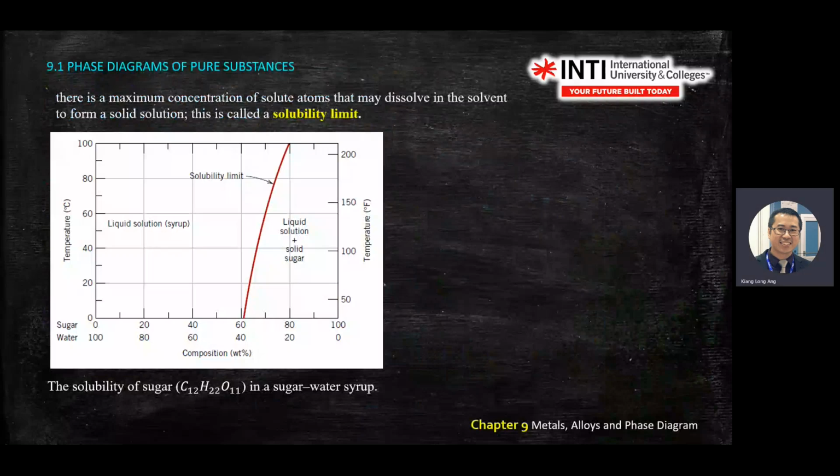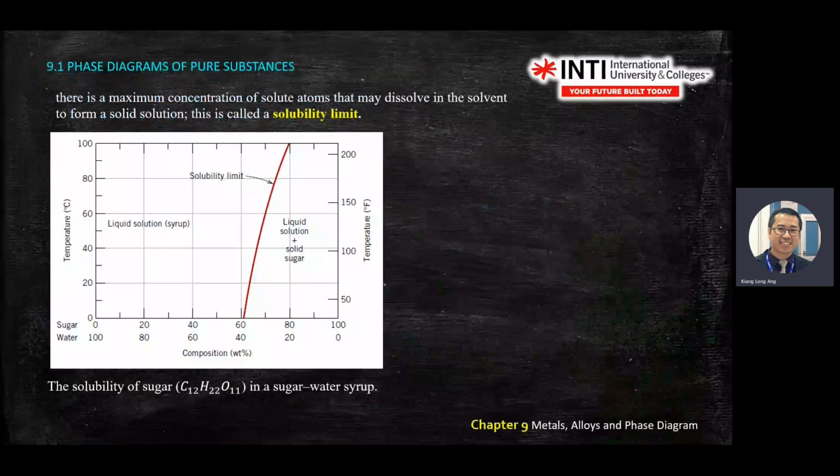Sugar is very popular in chemistry because it's available and it's cheap. Sugar is C12H22O11. Then again, for all graphs, be careful of the units. This one has Celsius on the left-hand side, Fahrenheit on the right-hand side. In some graphs, Fahrenheit will be on the left and Celsius on the right. So read carefully.